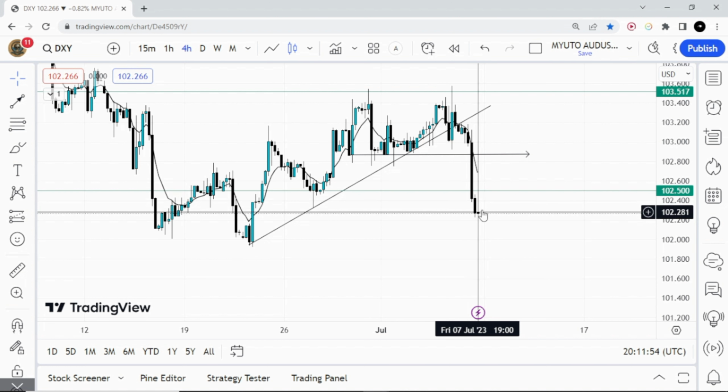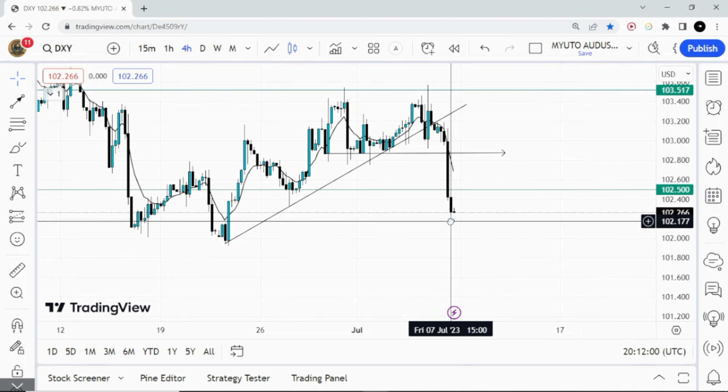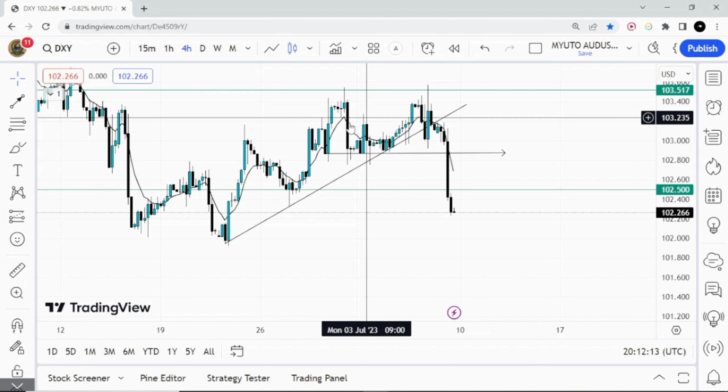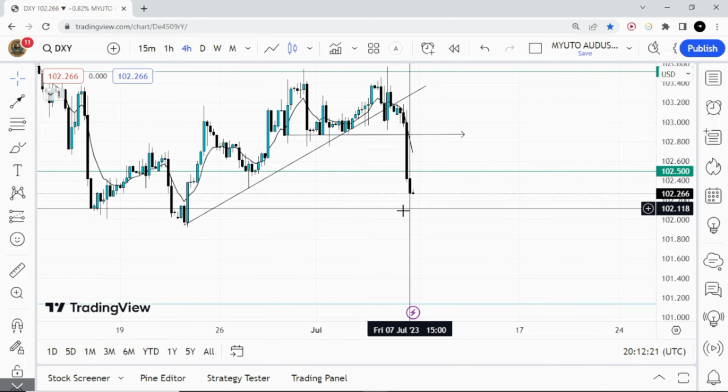But let us see how everything goes out, because the market is not in our control. We just have to react to what the market is showing us, what the market is telling us. We do not have to force the market in our direction, because that will lead us to losing more than we are winning.